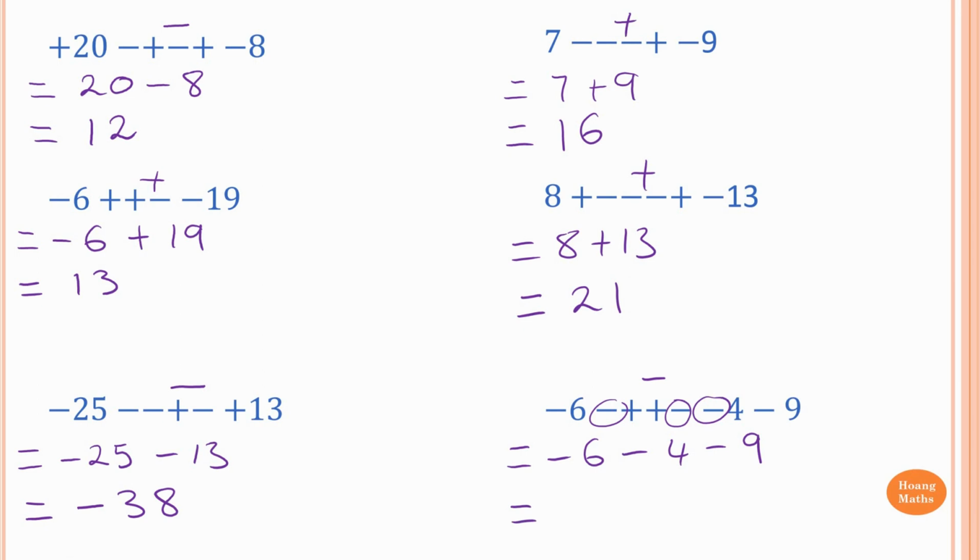So this means that you owe the bank $6. Okay? And then you owe another $4. Because minus negative means owe. And then you owe another $9. So you owe even more. So we just add them up. So we have 6 plus 4 plus 9. So 6 plus 4 is 10. 10 plus 9 is 19. So the answer is negative 19 instead of 19.